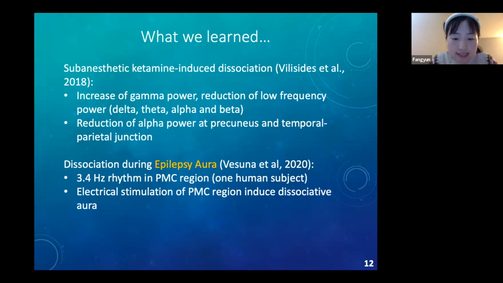The 2020 study has the advantages of using intracranial recordings and electrical stimulation to establish a causal relationship between PMC rhythm and dissociation. Although they found a strong 3.4 Hz rhythm in one human subject that occurred during the epilepsy aura, the subject did not receive ketamine. So it's still unclear whether this 3 Hz PMC rhythm also exists in ketamine-induced dissociation.